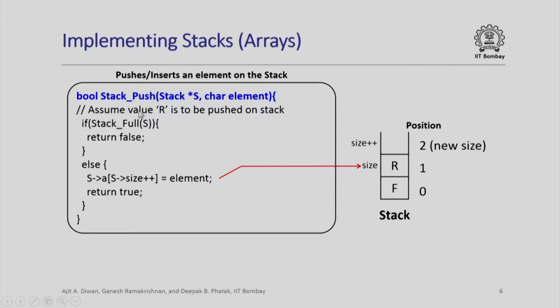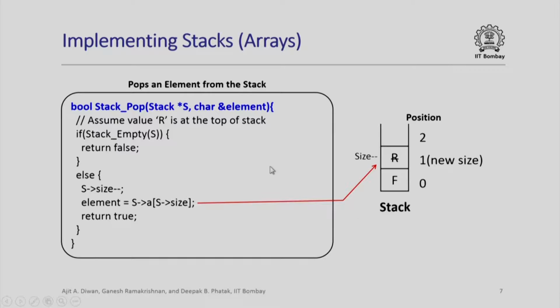The element in question is passed through another parameter. So for example, for pushing, the char element will carry the element that is to be pushed. Imagine that we need to push r on the stack, which already contains f, as we had seen earlier. The implementation is very simple. If stack is full, we simply return false without pushing anything, because nothing can be pushed. Otherwise, we push the element onto the stack at s size, and then we say size plus plus, so that size is incremented for subsequent usage. So notice that size was 1 originally, that is where the value r will be inserted, and size will be changed by size plus plus, making a new size 2.